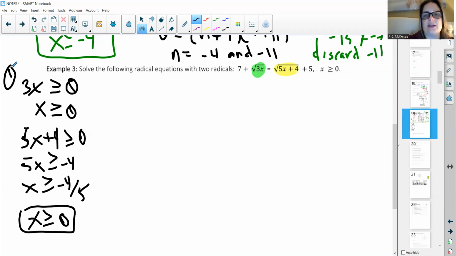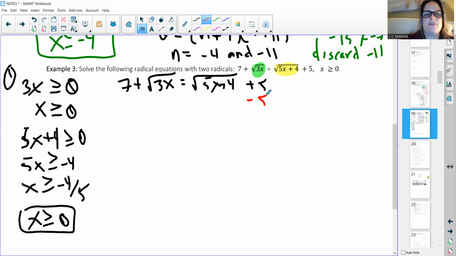Step 2 is to isolate our radical. So we have two radicals. Which one do we isolate? The answer is whichever one we feel like, but the best strategy is to isolate the more complicated one first. So that's the one I've highlighted in yellow. So I have this. I'm going to subtract that 5 from both sides first. I'm going to get 2 plus the square root of 3x equals the square root of 5x plus 4.